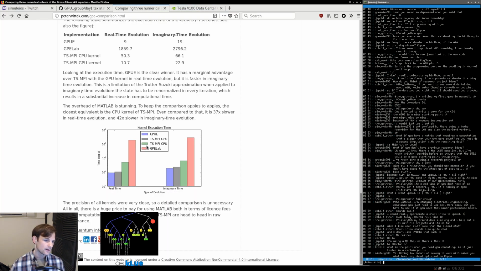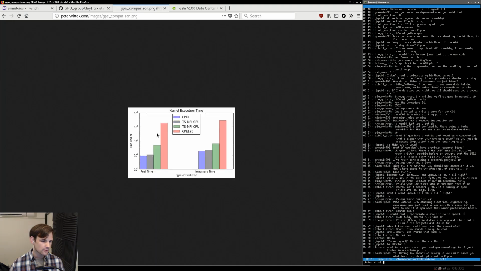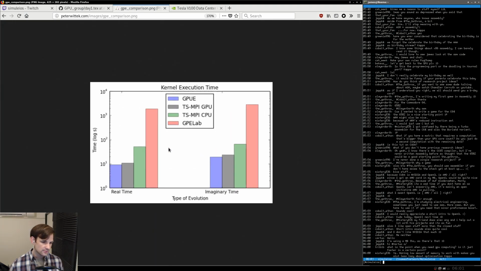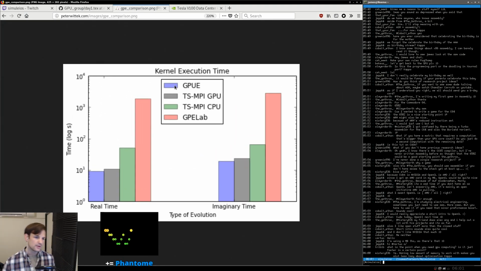Like I said before, here is our code base, for example. Our code base is a completely GPU-based code base. GPUE is the name of our code base. Here's Trotter Suzuki GPU, Trotter Suzuki CPU, and GPE Lab. So this is in log scale.